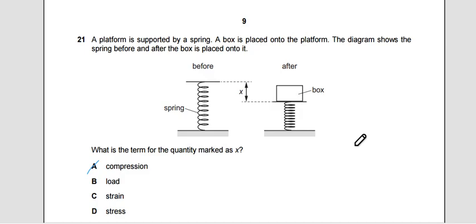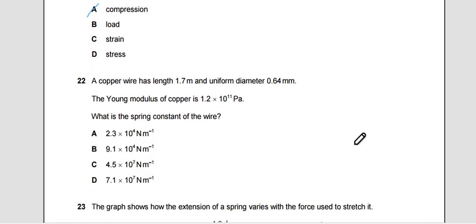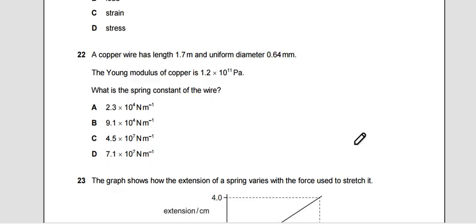A platform is supported by a spring. A box is placed on the platform, but for the quantity marked as X, it is compression, not strain. Strain is the ratio between compression and the original length. Copper has a length and diameter, and a Young's modulus. What is the spring constant?